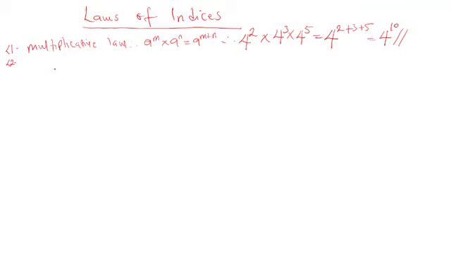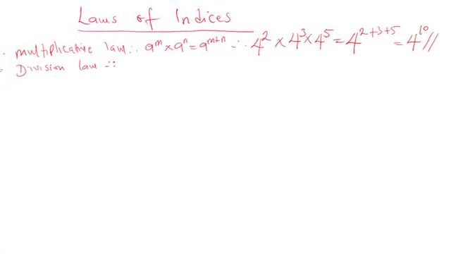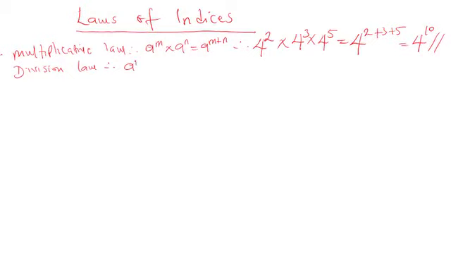Now, number 2, let's go to the division law of indices. The division law of indices states that if you have a raised to the power m divided by a raised to the power n, then the answer becomes a raised to the power m minus n. Now when you talk about a raised to the power m minus n, you're trying to tell us that when we did multiplication, all we did was add, and now that we are doing division, all we do is subtract.